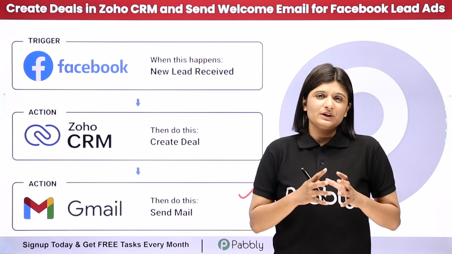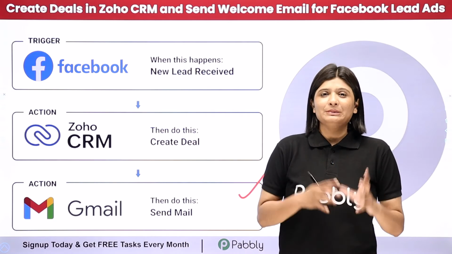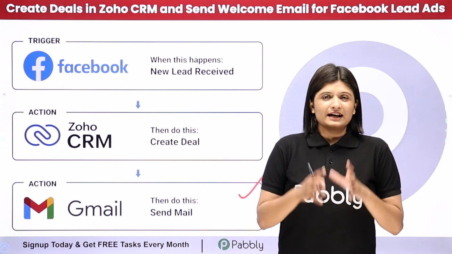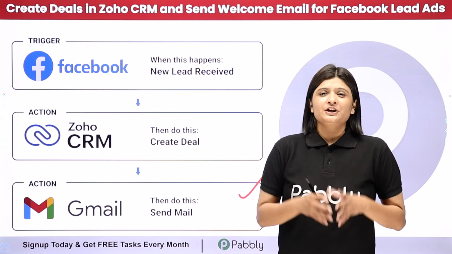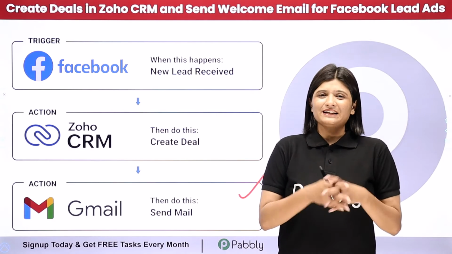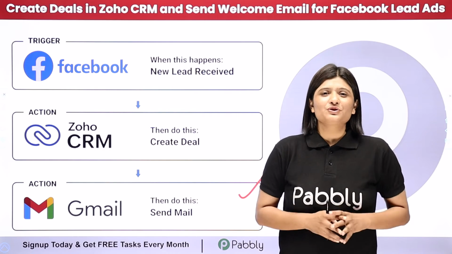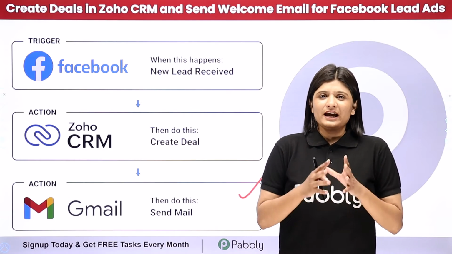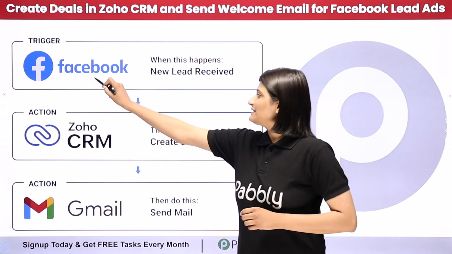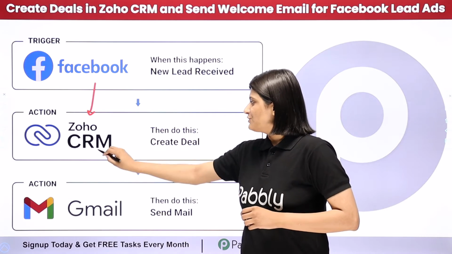Now doing this manually will consume a lot of my time, so I've completely automated this process and I'm going to use Pabbly Connect to create this automation. So Pabbly Connect is an amazing automation and integration software which requires no coding or programming skills. Here I'm just going to build connection between this Facebook lead ads, Zoho CRM and Gmail.